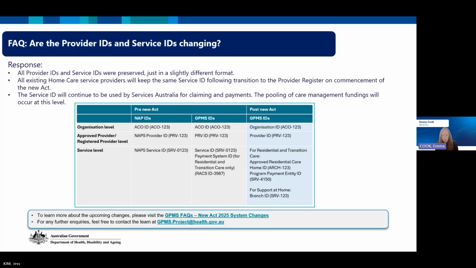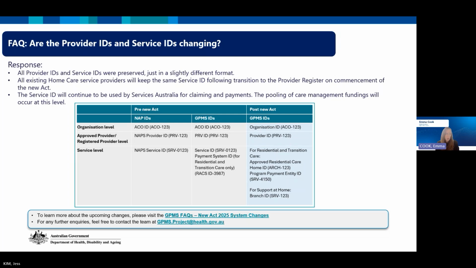So all existing home care service providers will have the same service IDs following transition to the provider register on commencement of the new Act. The service ID will continue to be used by Services Australia for claiming and payments. The pooling of care management funds will occur at this level. And on screen, as I said, you can see how IDs pre and post the new Act implementation will exist within GPMS. So hopefully that gives a really clear view, but there are worked examples and further information if you're wanting to understand those more.